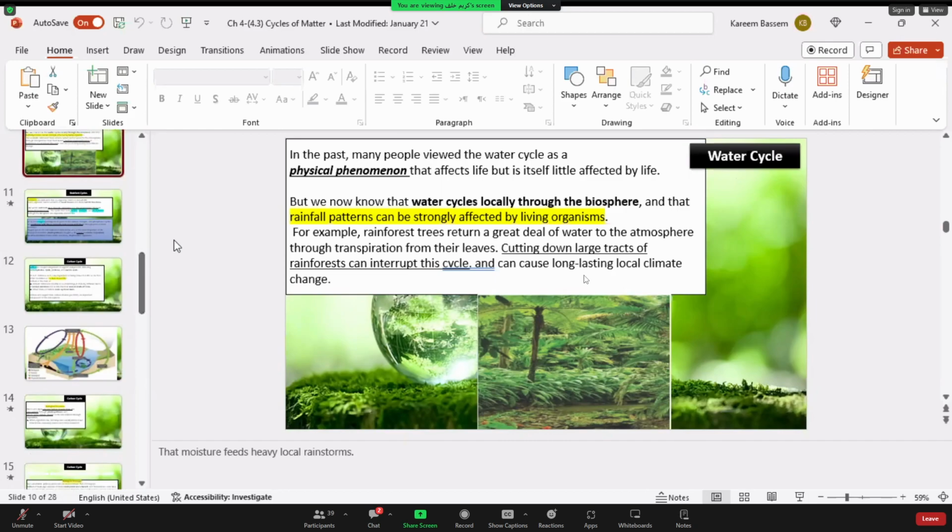Mister, can you repeat this? Can have an effect. I don't understand this. Me too. Physical phenomenon. Okay. Water cycle happens due to evaporation and precipitation in nature, like a physical process happening in nature, right? The water cycle, the evaporation and precipitation.